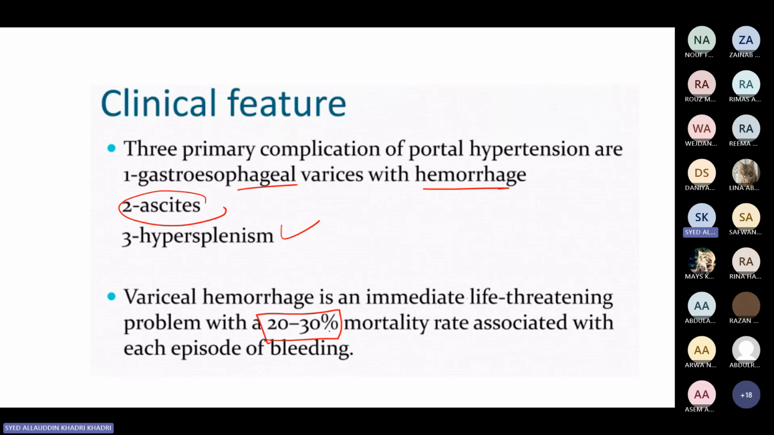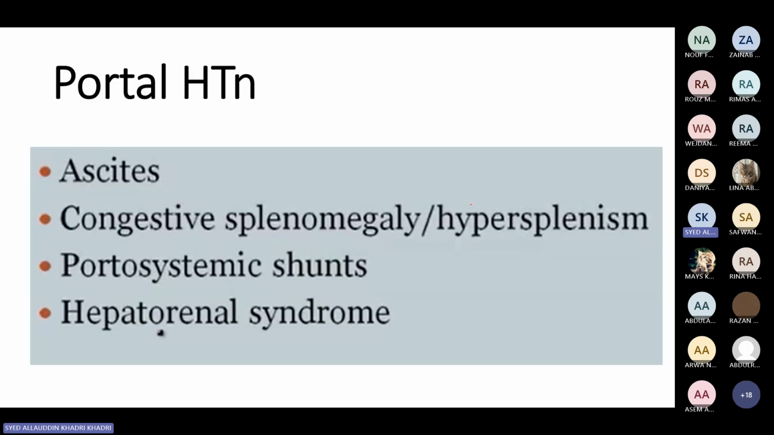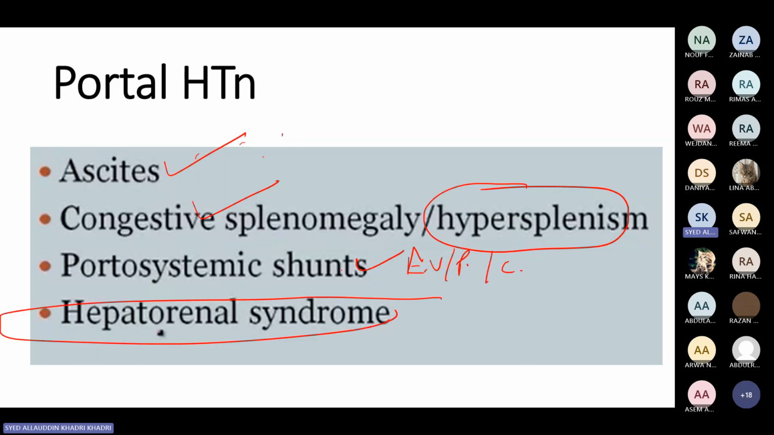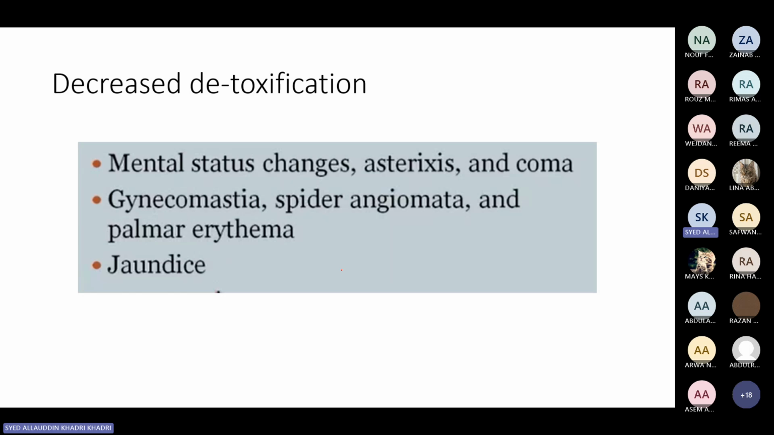with 20 to 30% mortality; people will die associated with esophageal varices, and the patient will even have piles. We call it bawasir in Arabic. In portal hypertension, these 4 clinical manifestations occur: ascites, congestive splenomegaly in the form of consumption of RBCs and platelets, portosystemic shunts in the form of esophageal varices, piles, caput medusae, and the hepatorenal syndrome. Okay, the detoxification decreases in cirrhosis, causing mental changes.